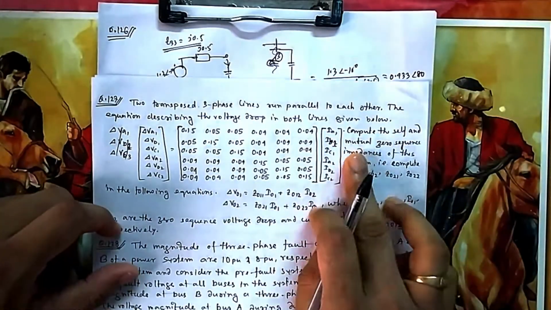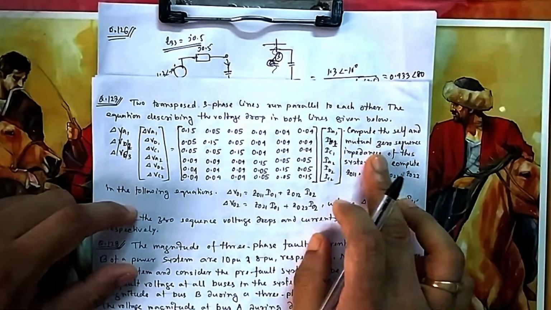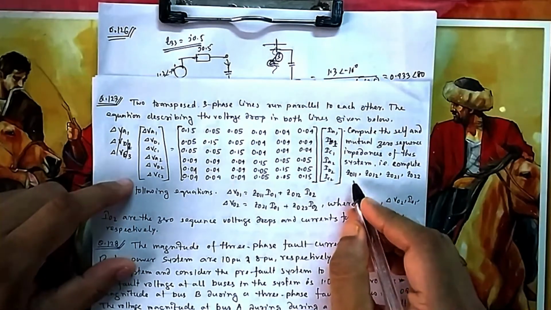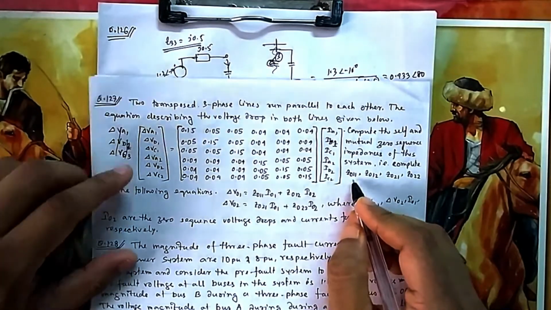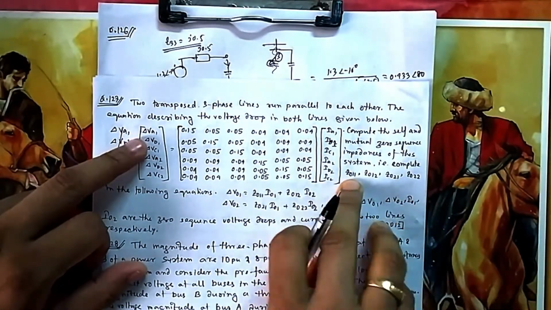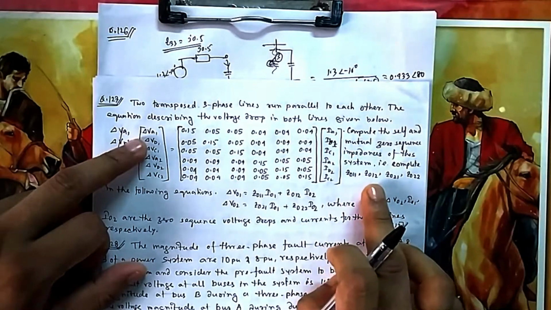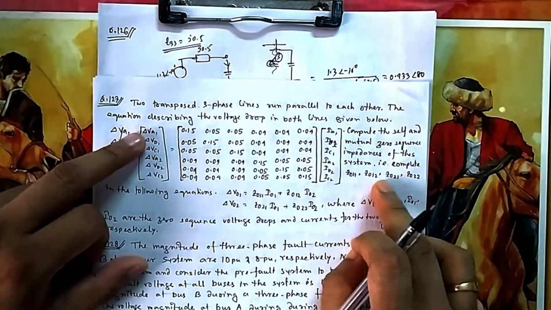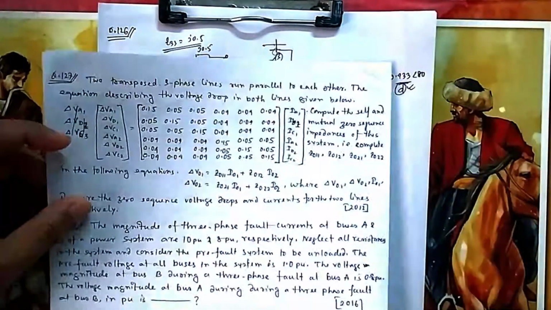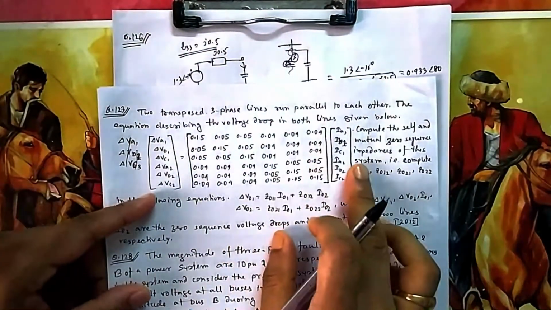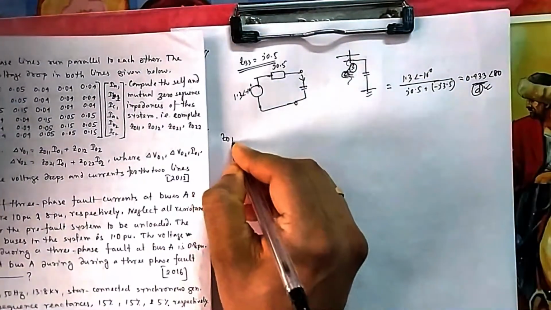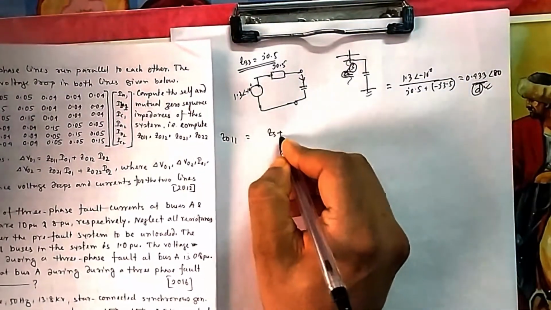Compute the self and mutual zero sequence impedances of the system, that is components Z011 for the first system, then between system 0 and 1, first system and second system, 1 and 2 or 2 and 1, and lastly for system 2. So you know that in a transmission line, Z0 is Zs plus 3Zm. So for Z011, that is for the first system, it is Zs plus 2Zm.